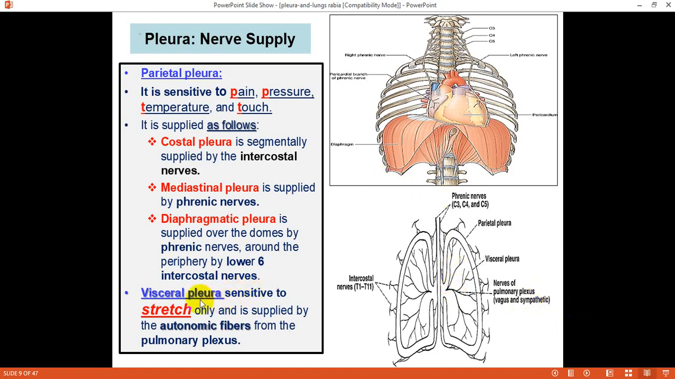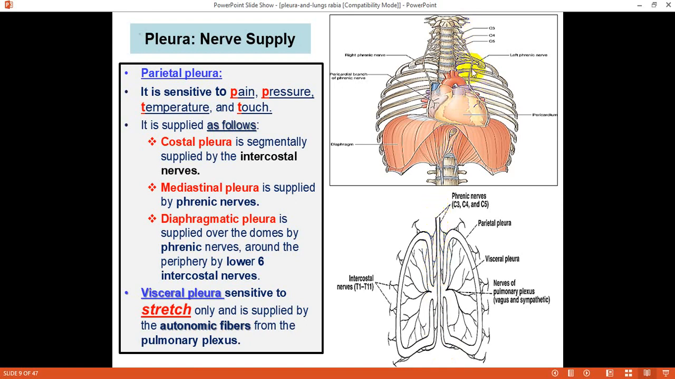So on the mediastinal aspect, as the phrenic nerve is supplying the fibrous pericardium, it is also going to supply the mediastinal part of parietal pleura. And the costal pleura is supplied by the intercostal nerve, as is the peripheral part of the diaphragmatic pleura. We also know that the peripheral part of diaphragm is supplied by the lower 6 intercostal nerves. Then the central part of the diaphragmatic pleura is supplied by the phrenic nerve, which is extending from the medial surface up to it.